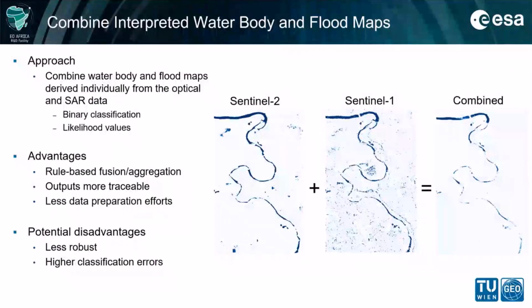A potential disadvantage of this approach is that overall the classification is less robust and you have higher classification errors. But of course, the work and the strategy would be to make that system as good as possible, to make as few errors as possible.